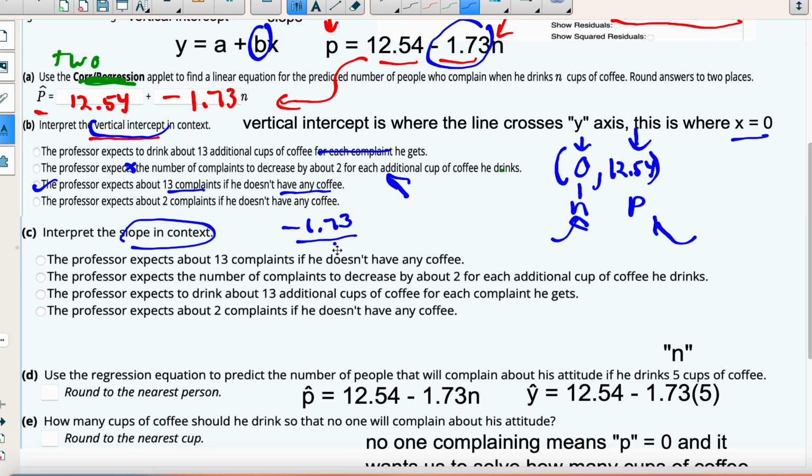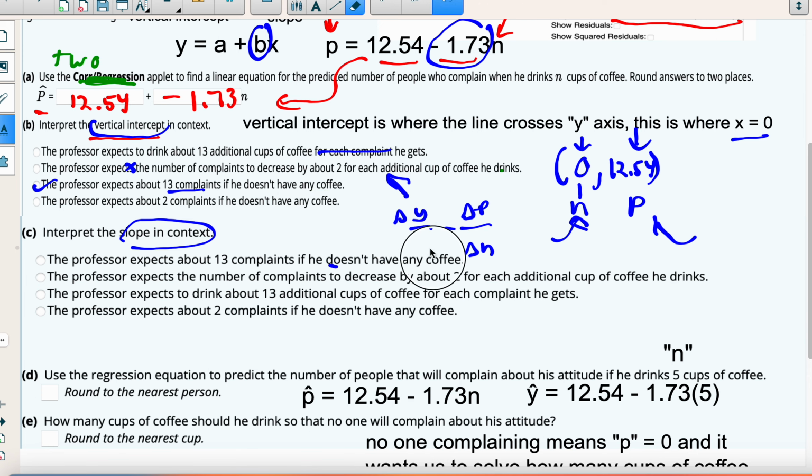And I can write that as a fraction. So this is my change in Y over change in X. This is my change in P, people who complain, and this is my change in N, cups of coffee. So for every change of one cup of coffee, we have 1.73 fewer people that complain.